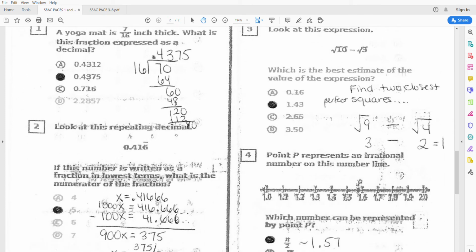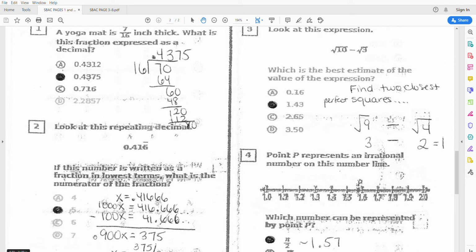Number 2, look at this repeating decimal. If this number is written as a fraction in lowest terms, what is the numerator of the fraction? So you know that x equals 0.4166 repeating. What you want to do is try to get rid of this repeating decimal. So if you multiply both sides by 1,000, you get 1,000x equals 416.666 repeating. However, if I were to subtract these two, I would still have a decimal, and that's what I want to get rid of.